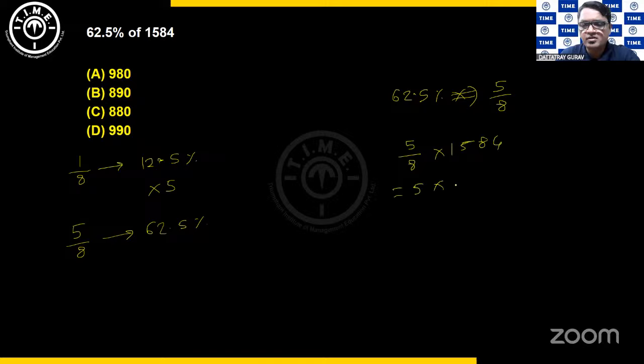So just divide by 8. Starting with 1, 7 remaining. 78 divided by 8, it will be 9, 6 remaining, it will be 8. So 198 into 5. Just multiply: 8 5s are 40, ending with 0, but all options end with 0. 19 5s are 95, plus 4 is 99. So 990 is the answer. 198 into 5. So the table is required. 62.5 means 5 by 8. Very important.